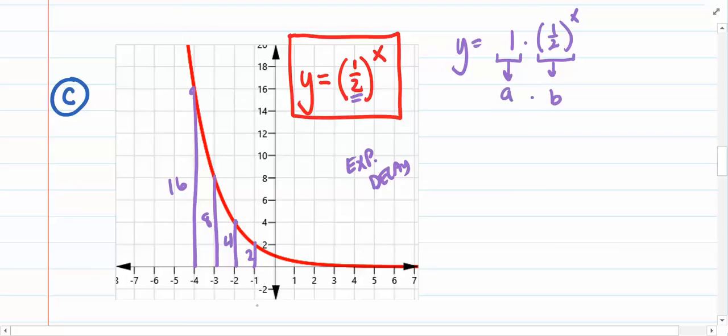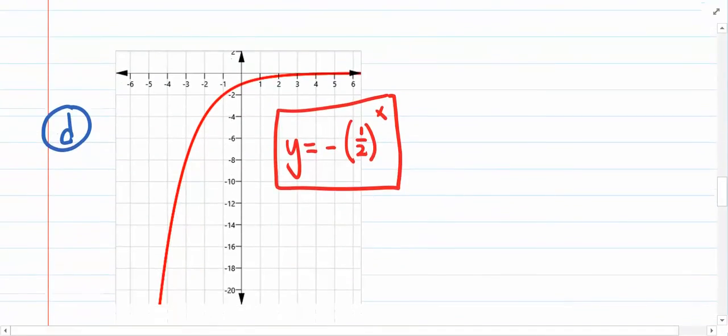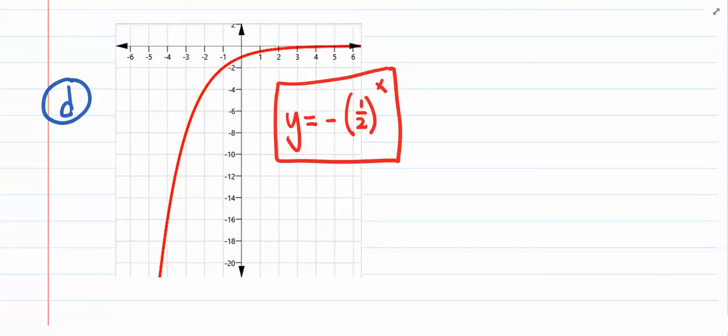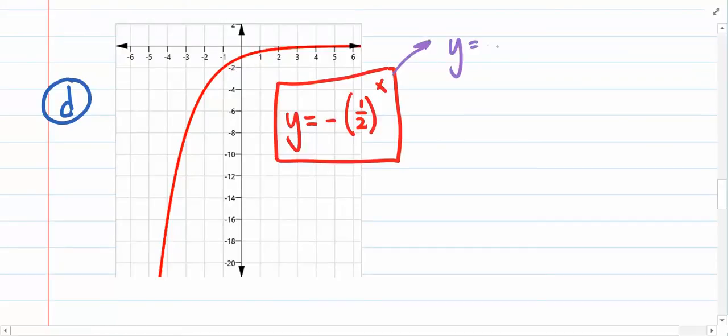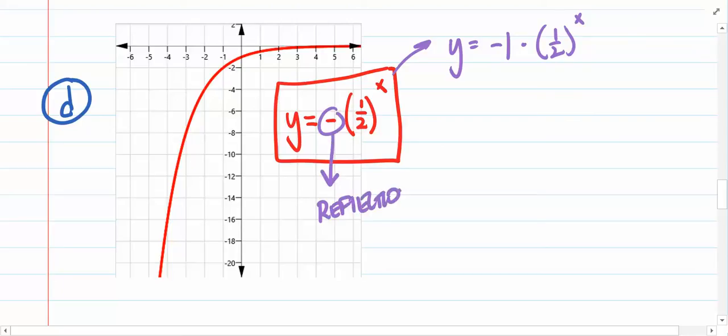The final one is I'm going to put a negative in front of that, and you guessed it, it just reflects it over the x-axis, or at least hopefully you guessed it. And again, this can be rewritten as y equals -1 times 1/2 all to the x power. So all I get is that negative out in front. The whole point of me showing you this is that it gives us a reflection over the x-axis.